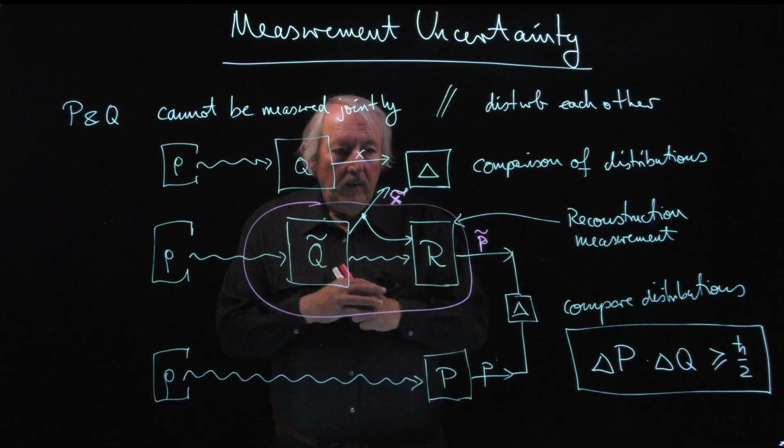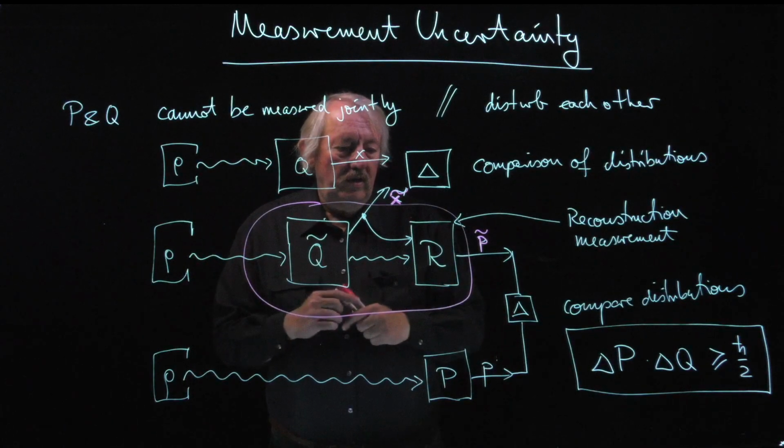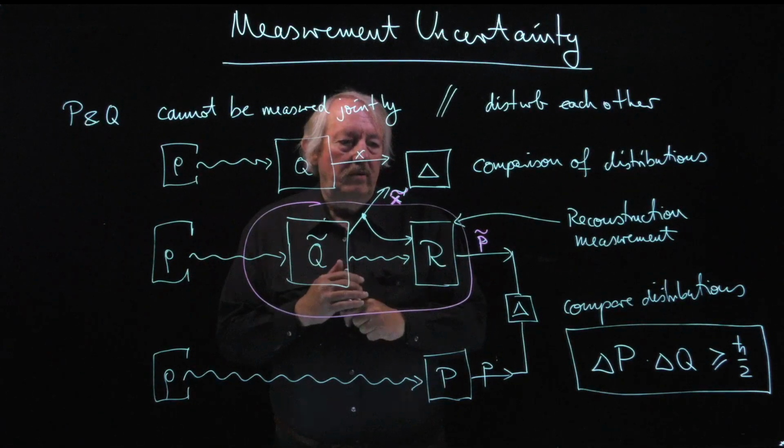Okay, this would be it, just describing how you formalize, how you go about describing measurement uncertainty.